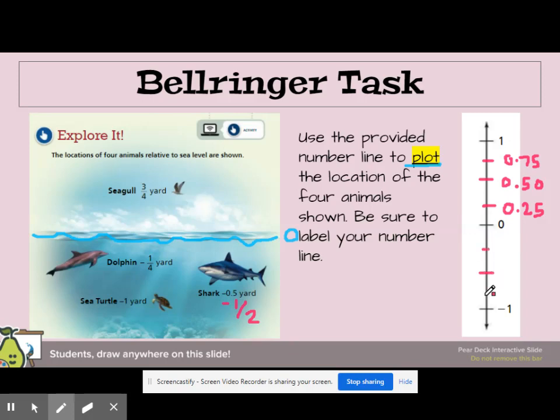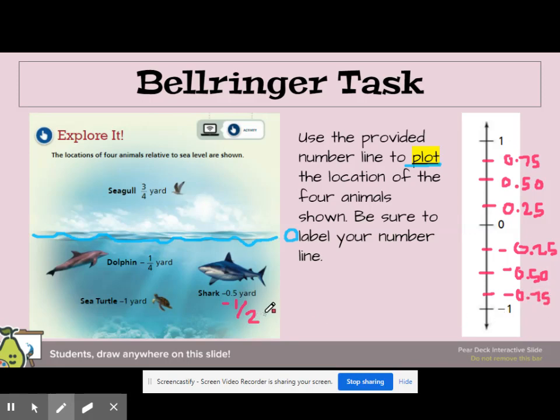So this one over here would be going negative. Negative 25 cents, negative 50 cents, negative 75 cents, and then negative $1.